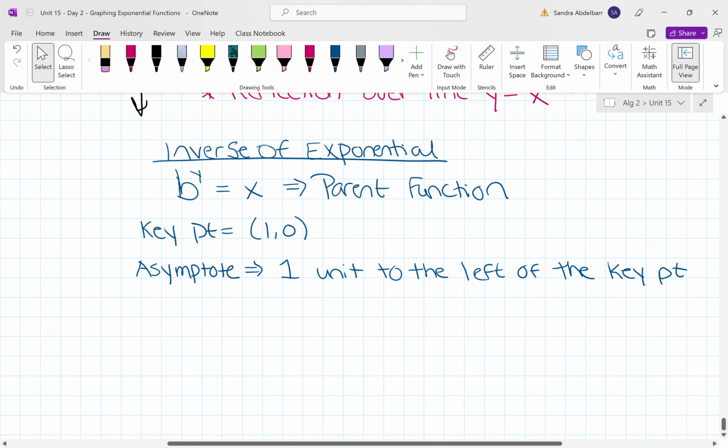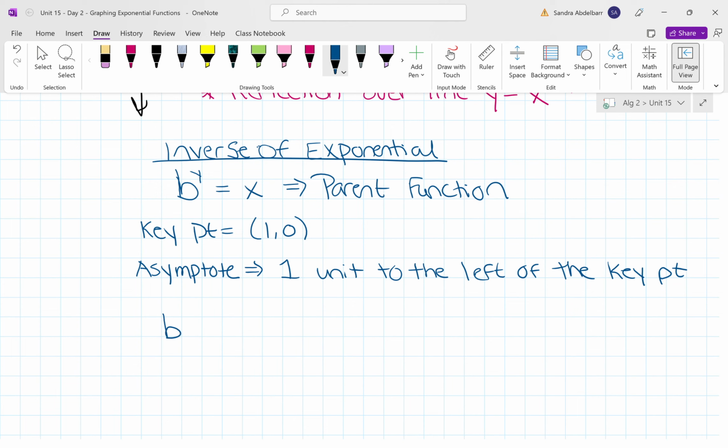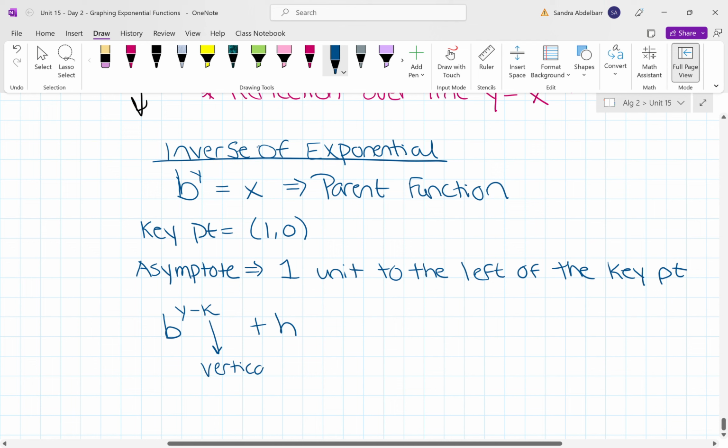Do you think we can shift an inverse just like we shift an exponential? Yeah, so let's talk about shifting. If I have b raised to the y minus k plus h, k represents our vertical shift, and h represents our horizontal shift.